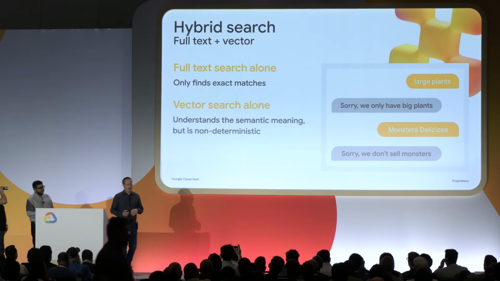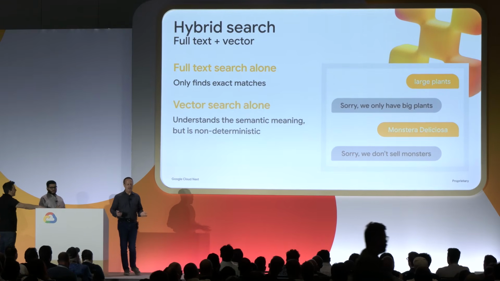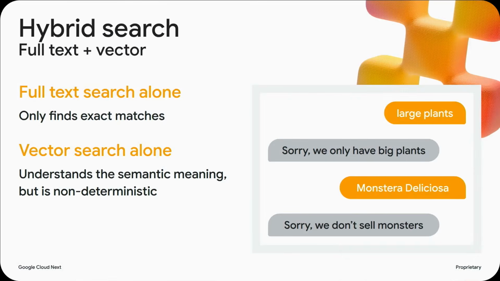So at the beginning, we only had text search, right? So we could search for the name of a plant, and it worked, but it doesn't understand semantic meaning. So if I'm looking for large plants, it won't find them if the description says big plants, because it doesn't know that large and big mean the same thing. Which is what we wanted to fix.